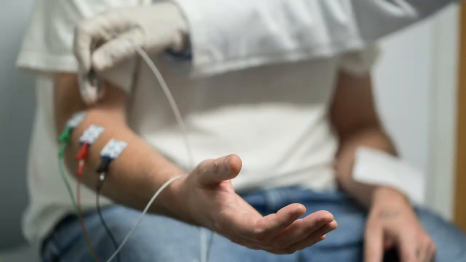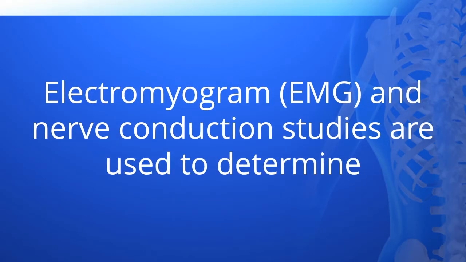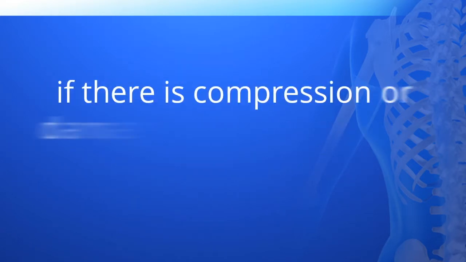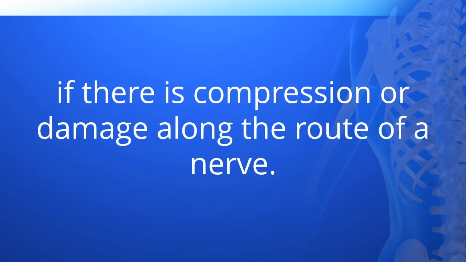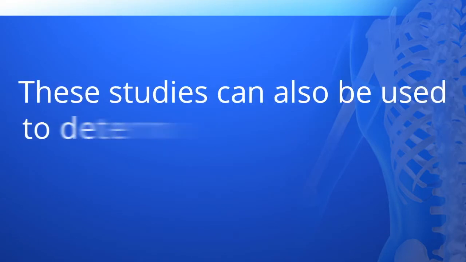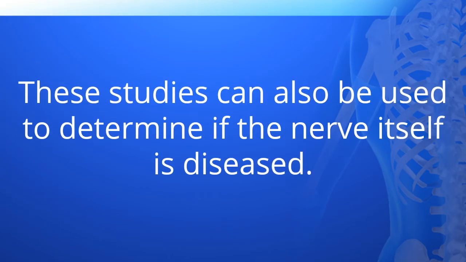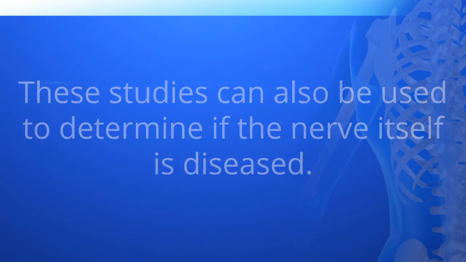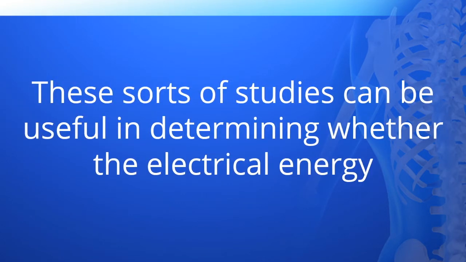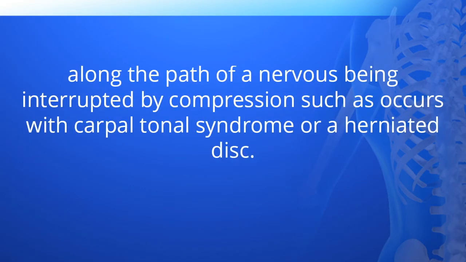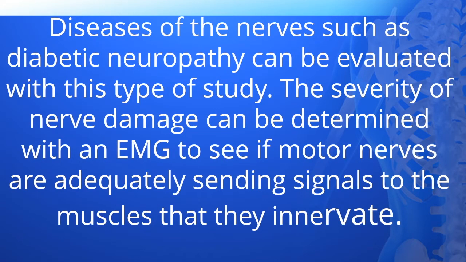EMG, nerve conduction studies. Electromyogram, EMG, and nerve conduction studies are used to determine if there is compression or damage along the route of a nerve. These studies can also be used to determine if the nerve itself is diseased. These sorts of studies can be useful in determining whether the electrical energy along the path of a nerve is being interrupted by compression, such as occurs with carpal tunnel syndrome or herniated discs.